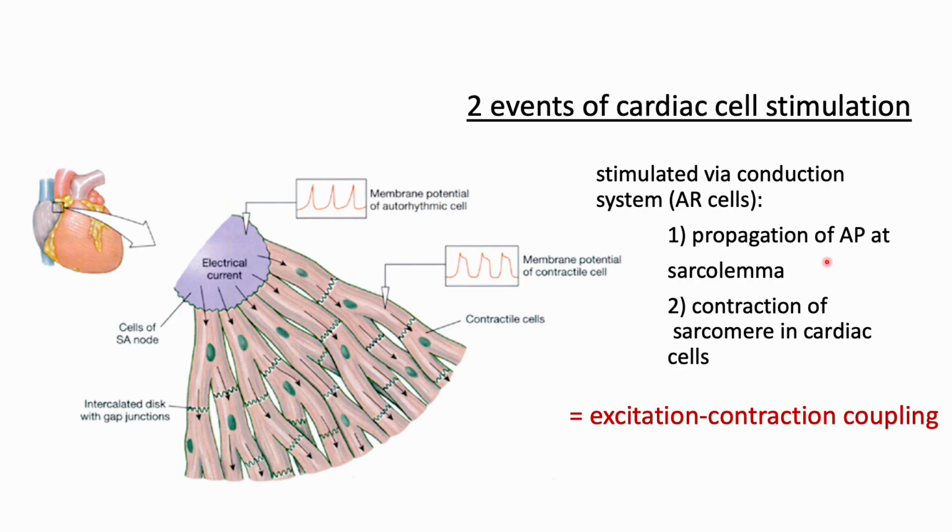Okay, so we finished with the first event of our cardiac cell stimulation, the propagation of action potential at the sarcolemma. Now we need to look at the second part, the contraction, or the actual physical shortening of that sarcomere within the cardiac cells, right? So we're talking about, remember, excitation, contraction, coupling. So we've talked about excitation. Now we need to talk about the contraction component.